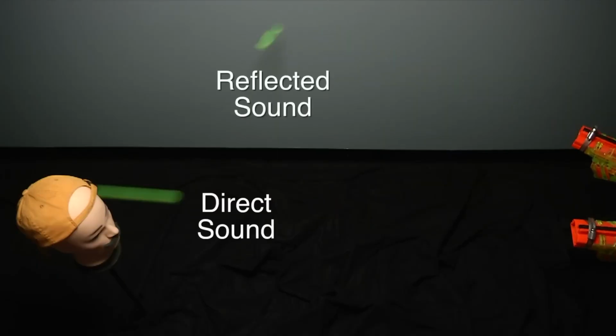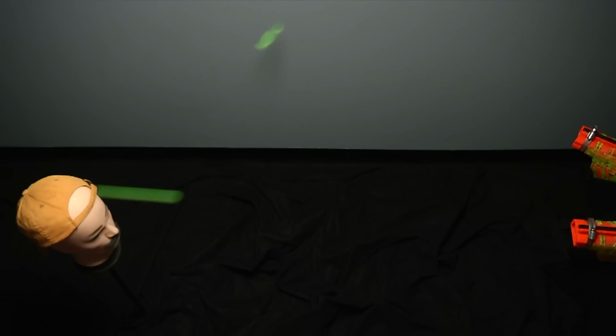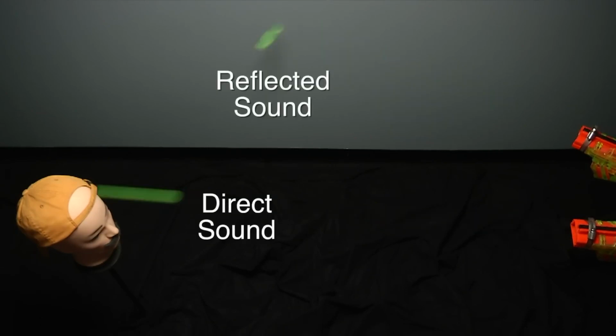Reflected sound arrives at our ears later than direct sound, even though it started out at the same time, because it's traveling farther. And this wall is only one flat surface. There are at least 6 in the average room, and that's a lot of reflected sound.